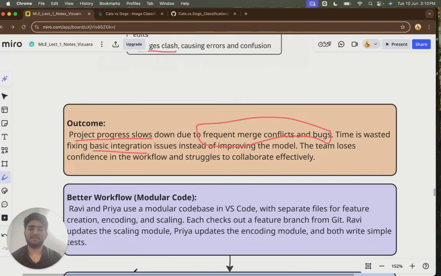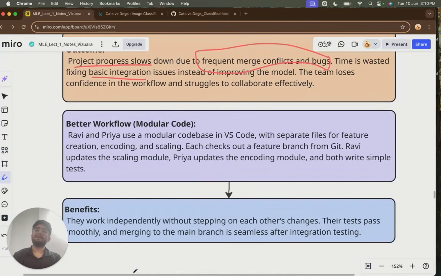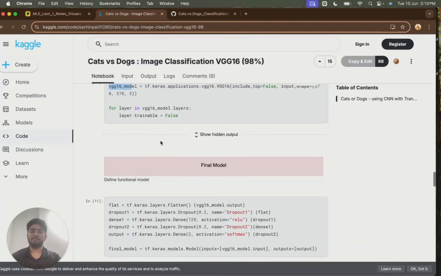What will be the better workflow? Let's take our favorite cat versus dog example and understand a simple approach. Imagine I have a team of 2 and I have this single notebook. Now I am thinking that VGG16 can be replaced with ResNet50 and then I can increase the accuracy to 99, which is 98 for now. But at the same time, my teammate suggests that we should increase dropout, which he thinks will increase the accuracy.